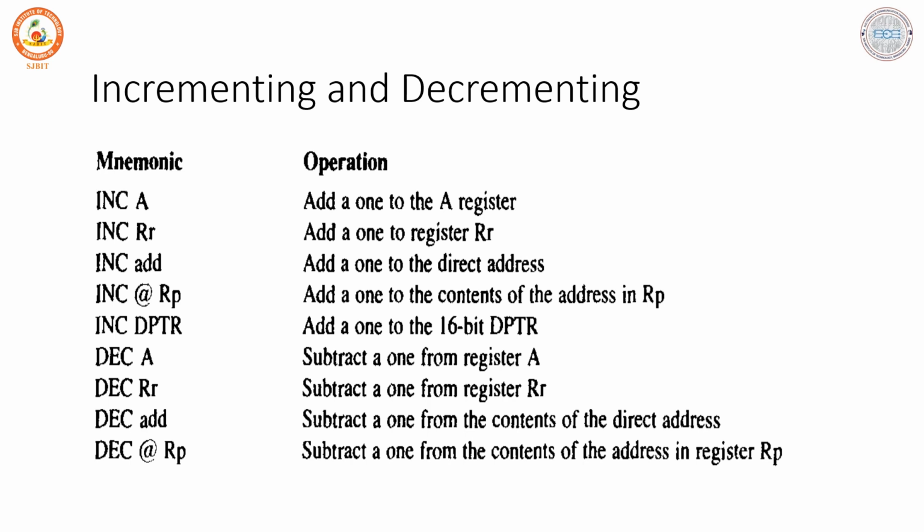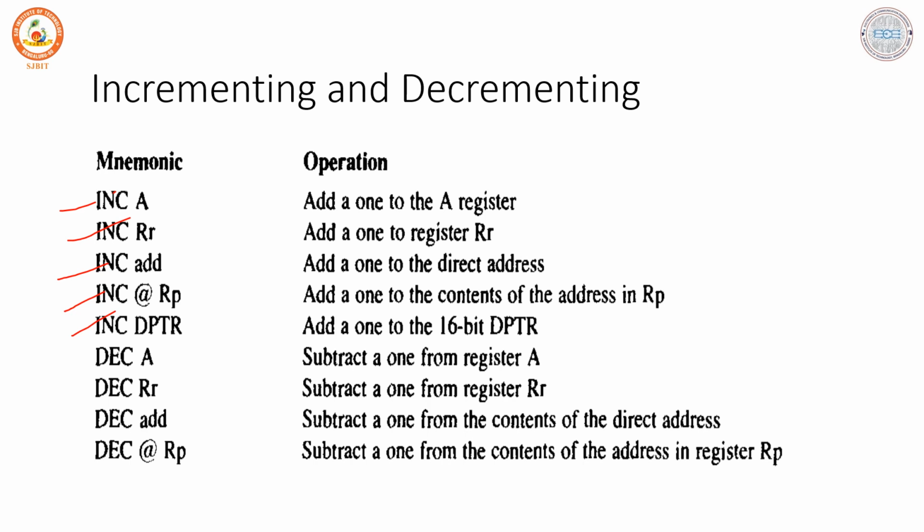Here we are showing some examples of utilizing the addressing modes, especially for incrementing and decrementing. The first set of increment instructions are like this. We have increment A, where we are adding 1 to the accumulator content. Increment R, we are adding 1 to the register R. Then we have increment address. The 1 is added to the direct address location which is mentioned. Increment @RP, here 1 is added to the content of the address specified in the register RP, and increment DPTR, 1 will be added to the 16-bit DPTR value.